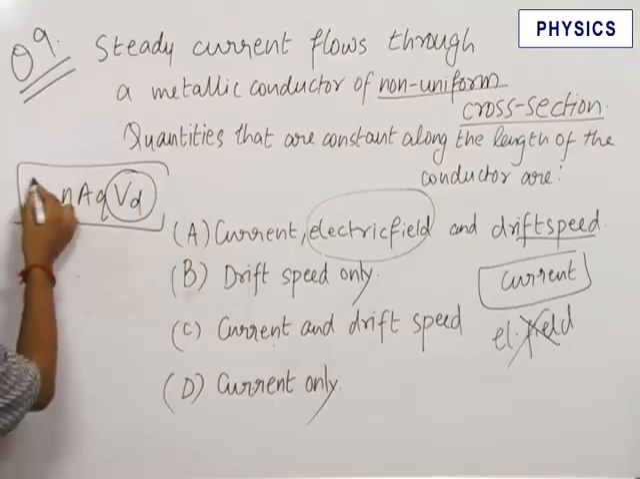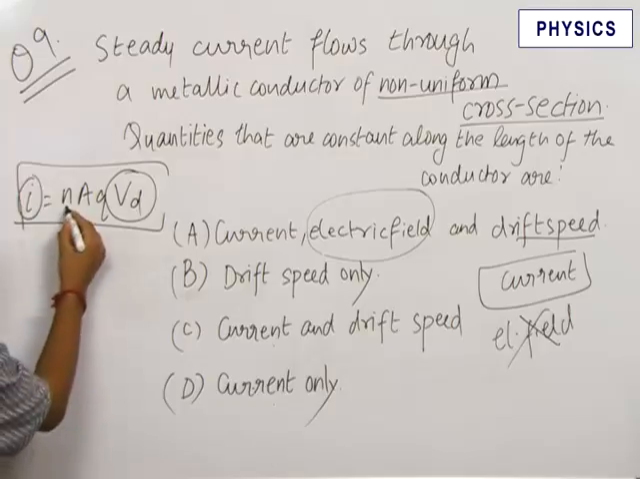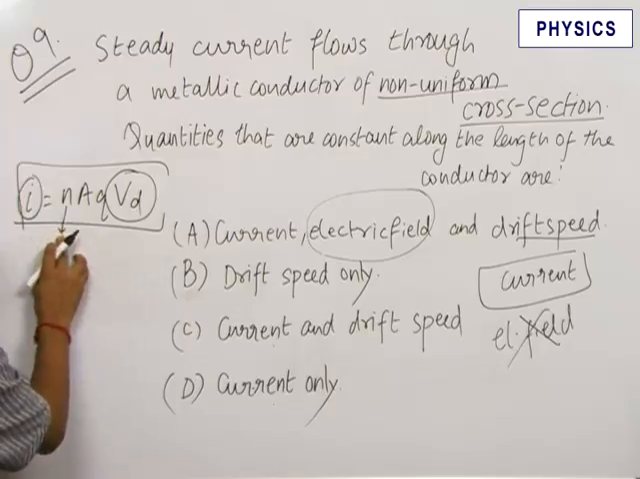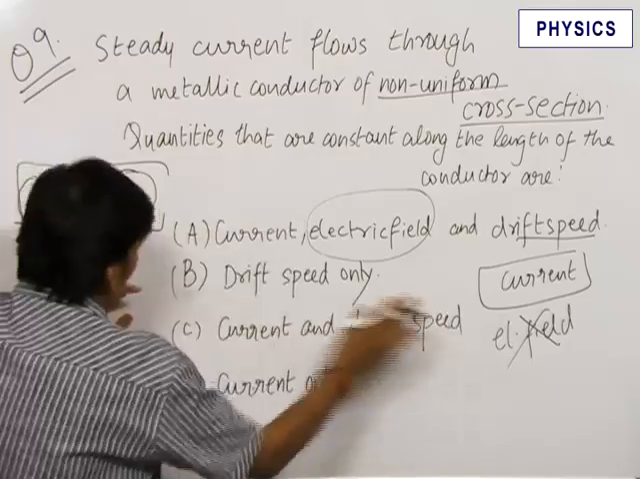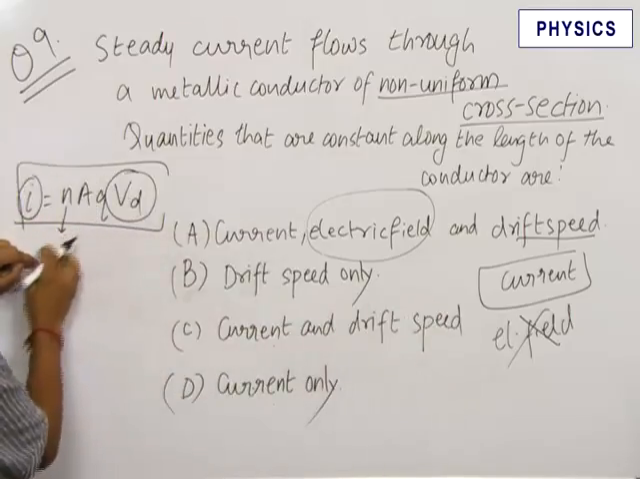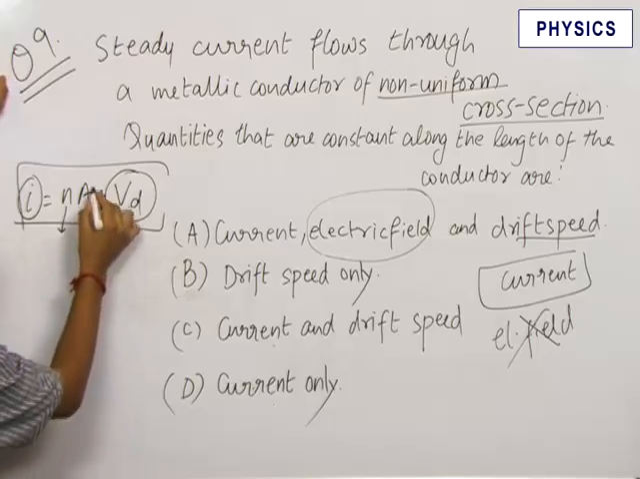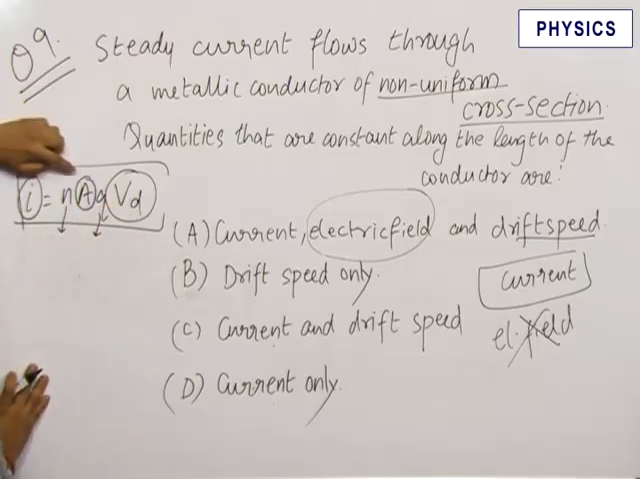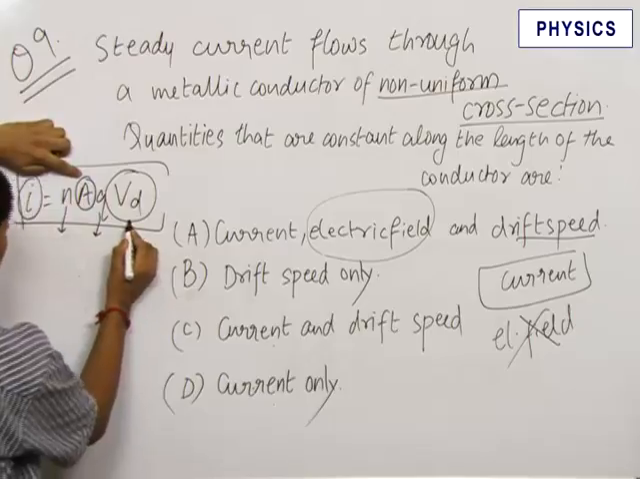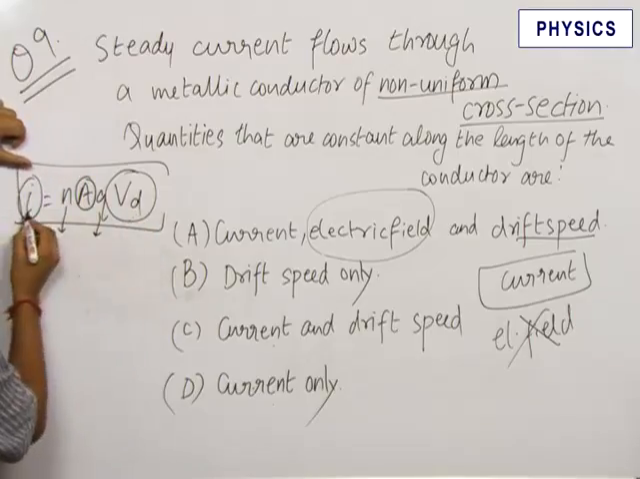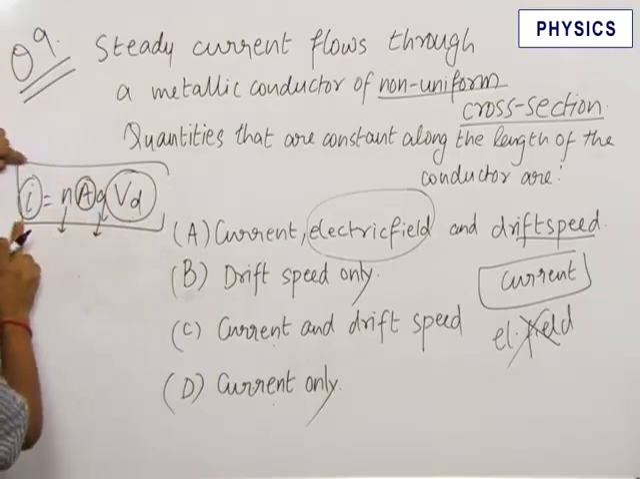Now, throughout the length of the wire, I is same, N is same, because it does not change with the length or with the area of cross section. It depends on the material of the wire. Q does not change. So, if the area of cross section changes, Vd has to change so as to keep the I constant, because the current is constant.